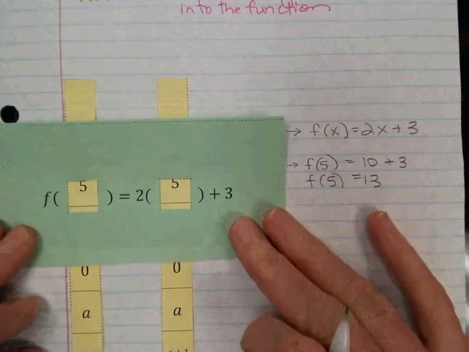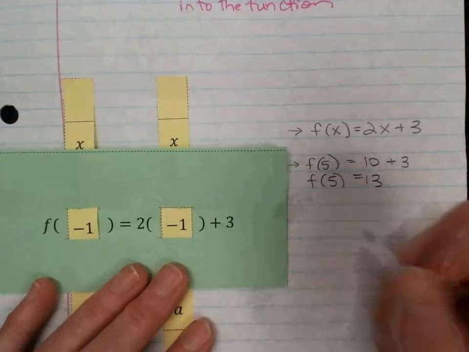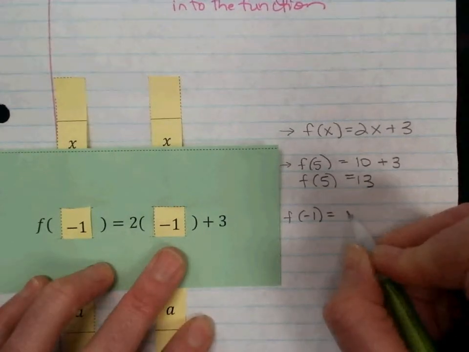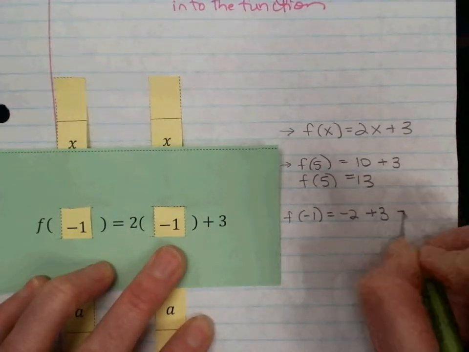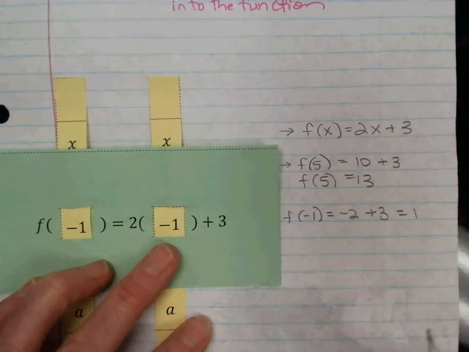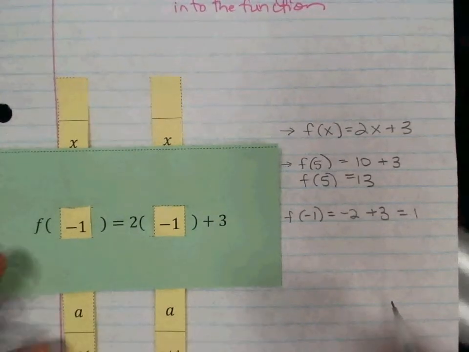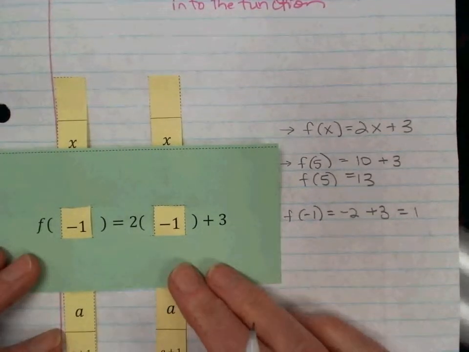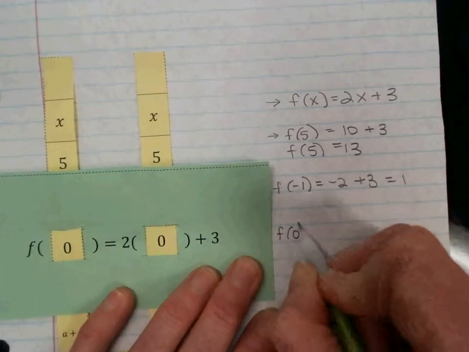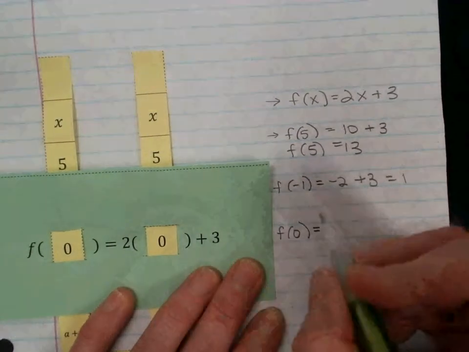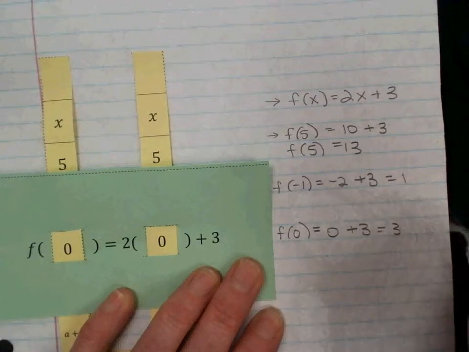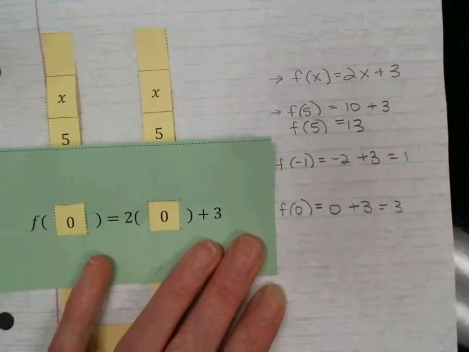Similarly, when we move this down to f of negative 1, f of negative 1 equals 2 times negative 1, which is negative 2, plus 3, which is 1. This should feel pretty easy so far. And we shift it down. So we have f of 0 equals 2 times 0, which is 0, plus 3. 0 plus 3 is 3.